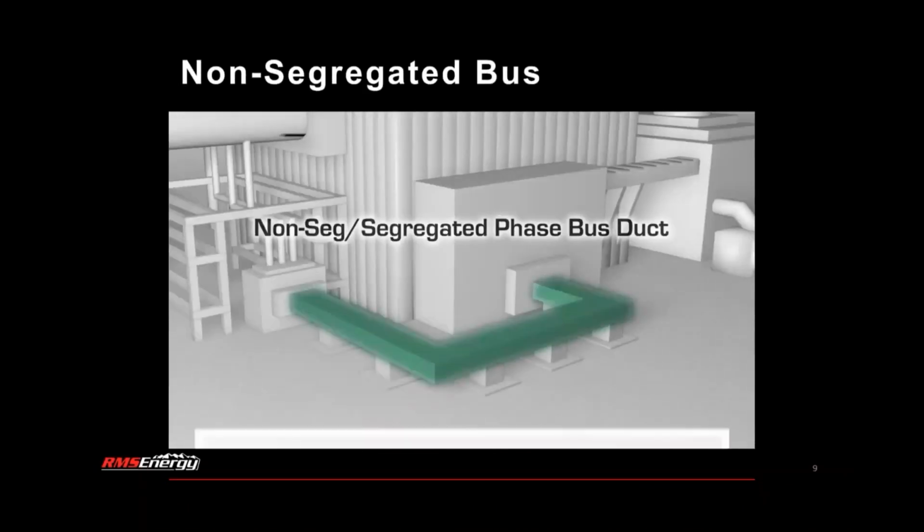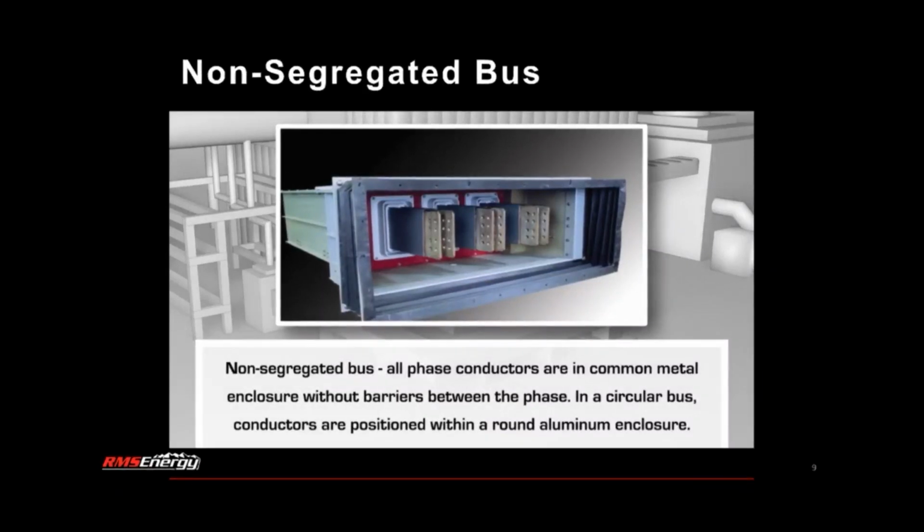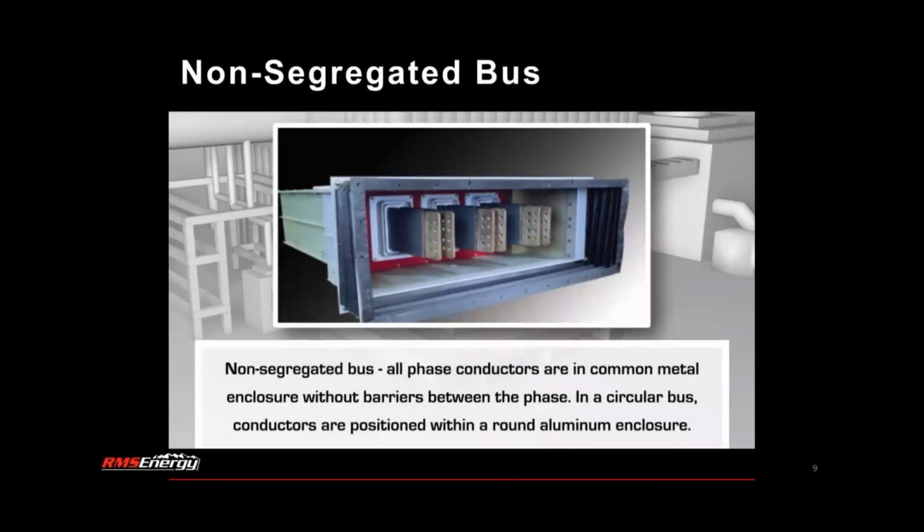The non-segregated phase bus is a very common type of bus duct found in plants. It's separate metal conductors in a common metal enclosure. In the non-segregated style, there are no barriers between phases, but there is a less common style that's a little bit older, usually called segregated phase bus, with a similar design, but there is a metal barrier between phases.